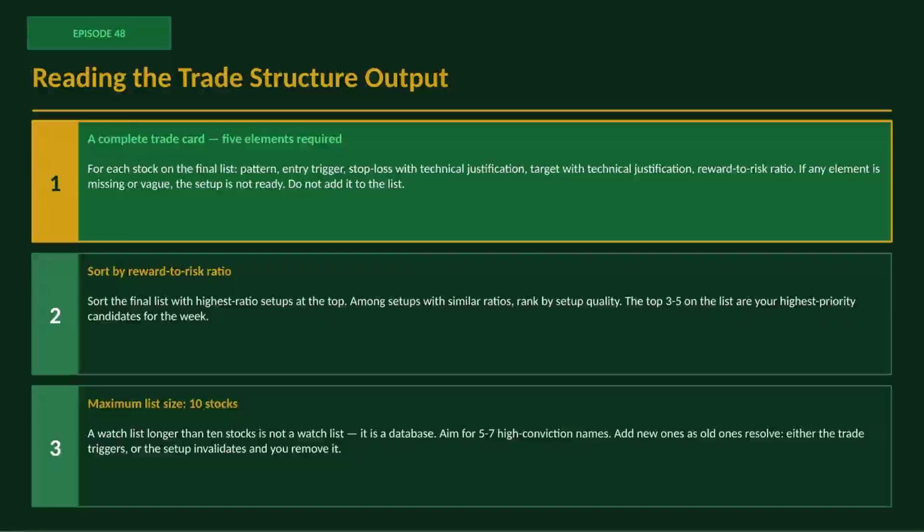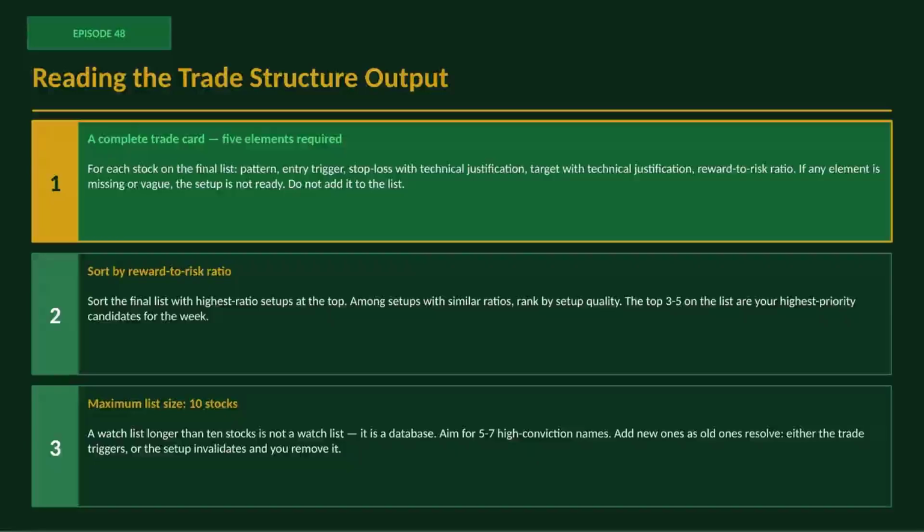Priority ranking. Sort your final list by reward to risk ratio, with the highest ratio setups at the top. Among setups with similar ratios, rank by setup quality. The top 3 to 5 on the list are your highest priority candidates for the week.